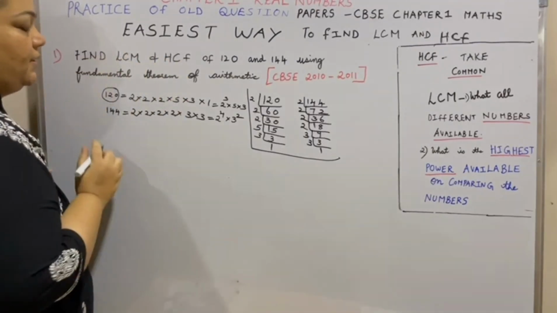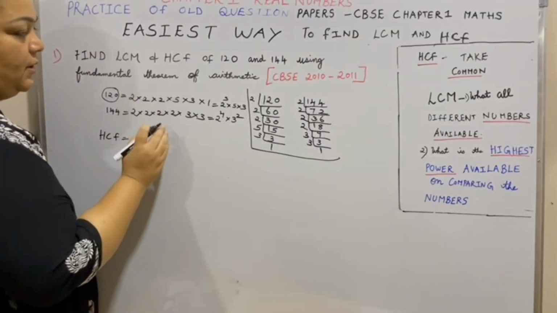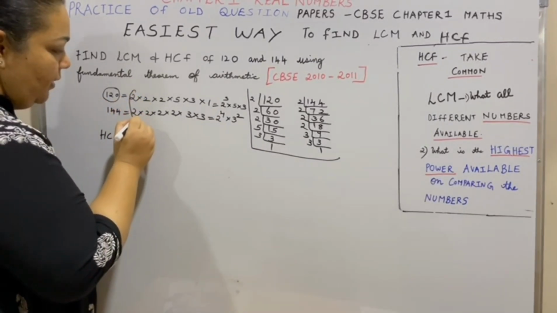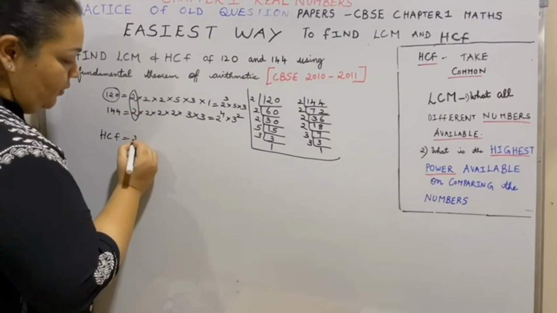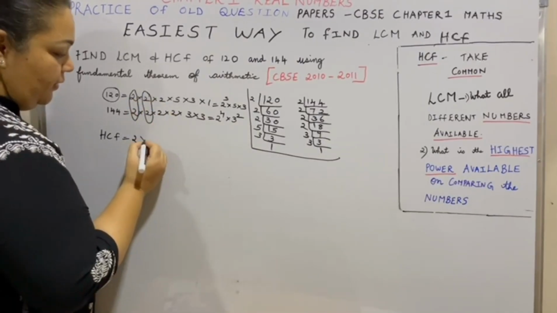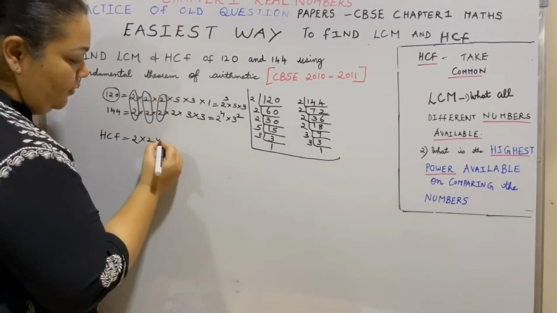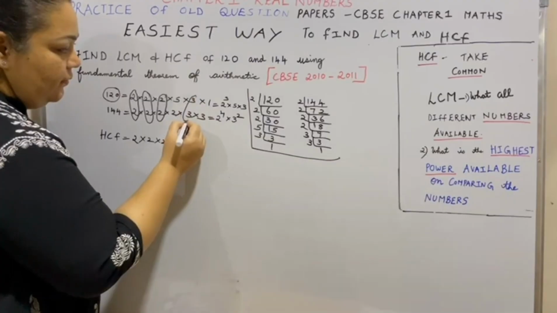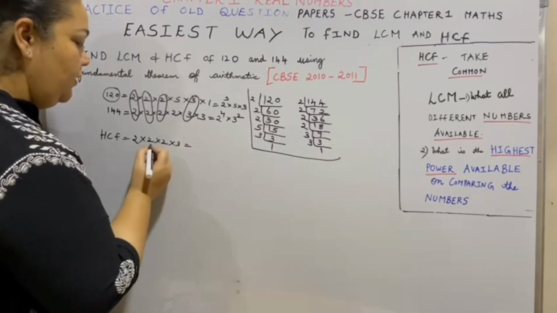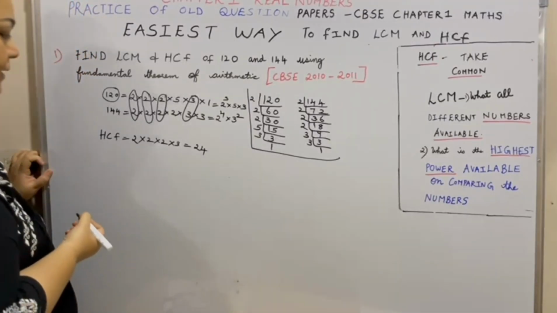Find the LCM and HCF. For HCF, we have to take the common factors. What is common in these two? 2 into 2 is common, 2. Again 2 into 2 is common, 2. Again 2 is common. And 3 into 3 is common, 3. That's all. So 2 into 2, 4 twos are 8, 8 threes are 24. So 24 is the answer for HCF.